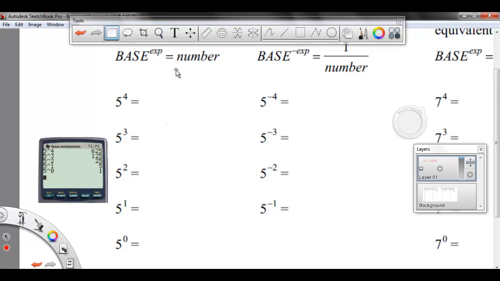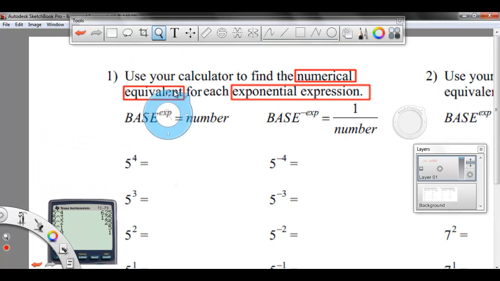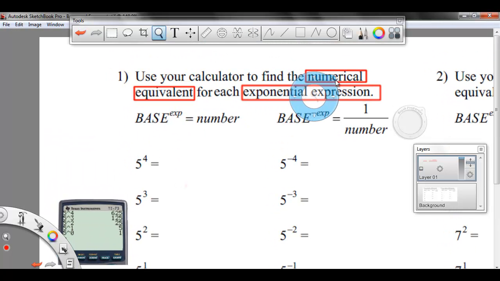So in this video we're going to be taking a look at taking an exponent, a base with an exponent, and changing it to a numerical expression. So we're going to take 5 to the 4th and we're going to change it to a number basically. Now remember, we have a base with an exponent. Ours is 5 raised to the 4th, and like I said, we want to convert it to a number. So what will that number be?